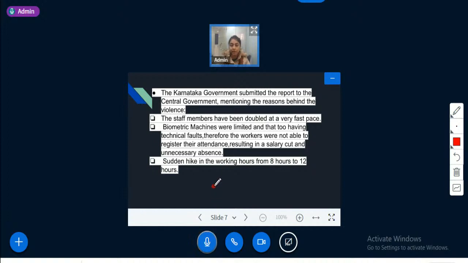Sudden hike in the working hours from 8 hours to 12 hours. When they were employed, they were told that they would work for 8 hours, but suddenly they were asked to work for 12 hours. Definitely people are going to lose their temper. So they became angry and they started damaging the property. Understood?